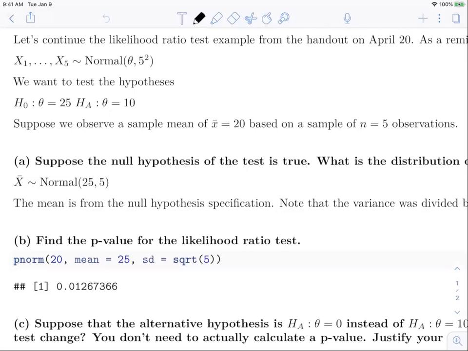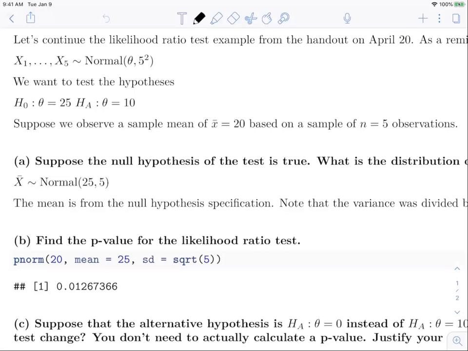So in order to calculate a p-value, we need to find the distribution of the sample mean. So the first thing that we said was that x bar is distributed as normal with the value of theta from the null hypothesis and a variance that's 5 squared divided by 5, which gets you to 5. So this is the distribution of x bar if the null hypothesis is true, which is what's relevant for calculating a p-value. And then we need to calculate the p-value, and so we do that with pnorm. The first argument is 20, and the mean is 25. The standard deviation is the square root of the variance, so square root of 5.